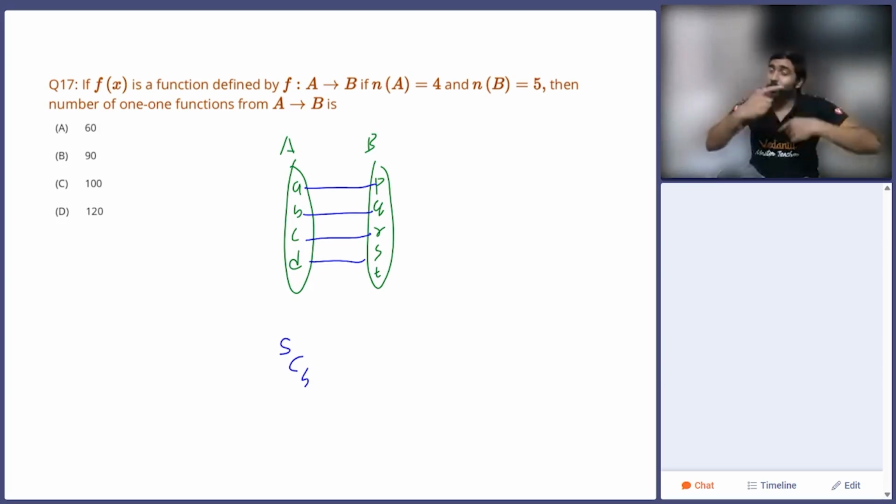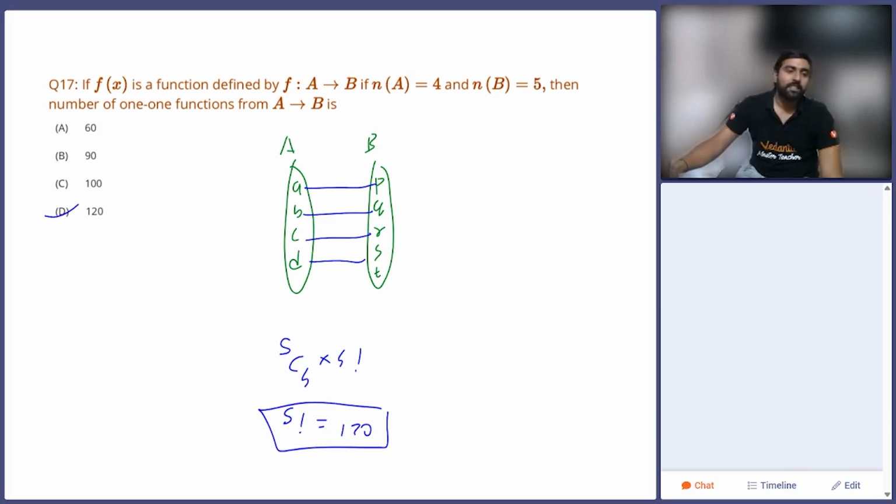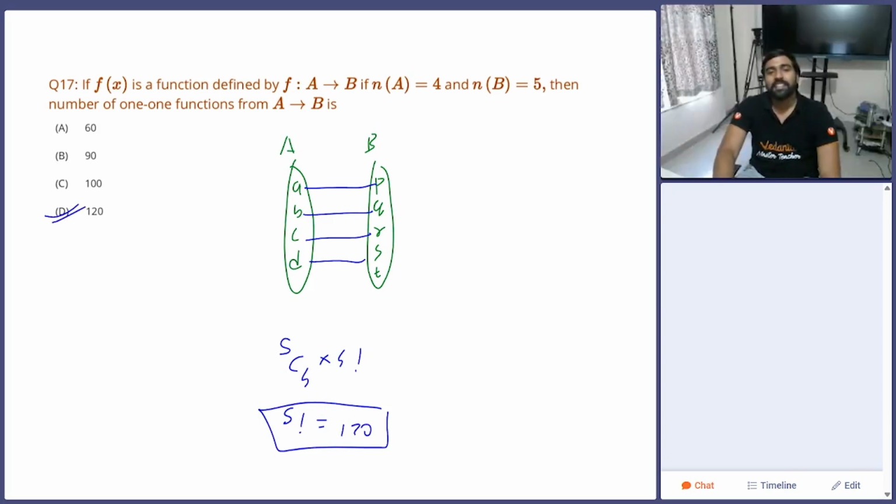After that, these images can interchange amongst themselves, right? PQRS, it doesn't have to be AQ, BP, CS, DR. That's also fine. So this rearrangement is also possible over here. So what is this? This is simply 5 factorial, which is equal to 120. That's option D, the answer for this question.